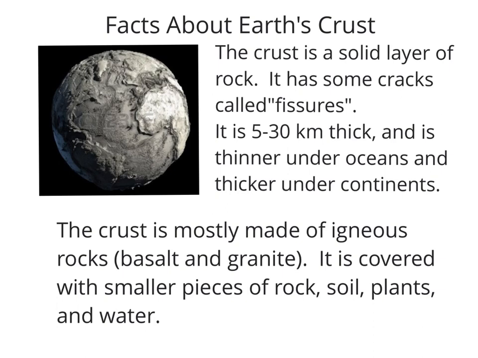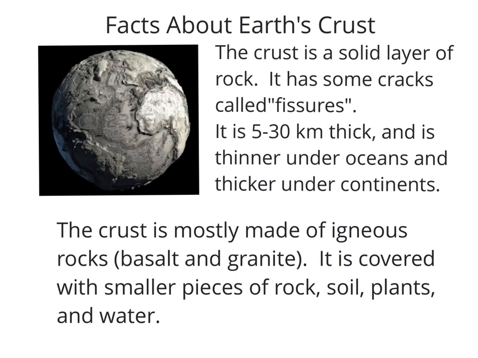The crust is really important. It's a solid layer of rock, although it does have some cracks in it called fissures. It's between 5 and 30 kilometers thick, and it's thinner under the oceans and thicker under the continents. That's why the water can pile up under the ocean parts. The crust is mostly made of two types of igneous rock, basalt and granite.